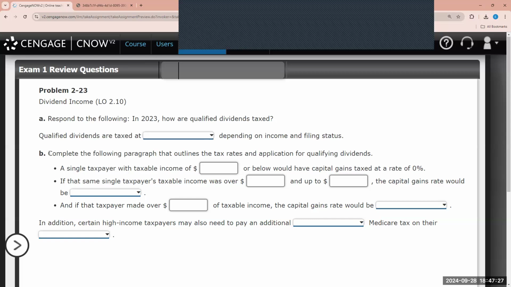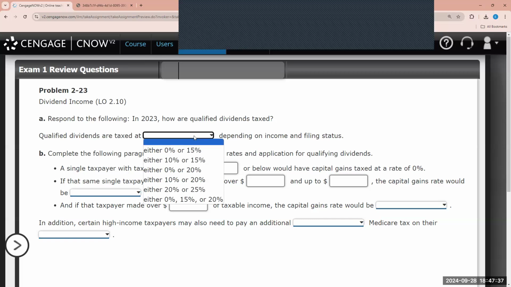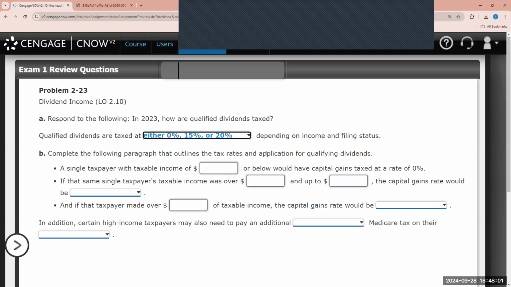Now here for this question, it asks to respond to the following. In 2023, how are qualifying dividends taxed? So as mentioned, qualifying dividends are taxed at a preferential rate. And here it's asking, how are they taxed? Is it 0 or 15? Key thing is that it is ultimately dependent on what the individual's income level is. And based on that, it can either be subjected to 0%, 15%, or 20%. And again, it's depending on the income and the filing status.